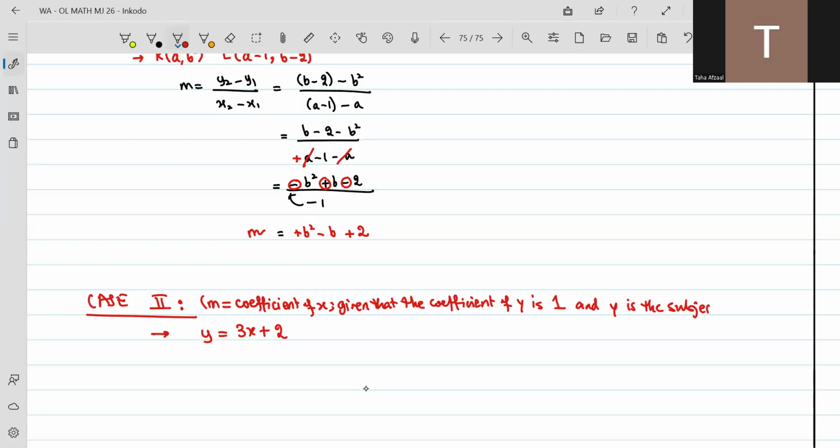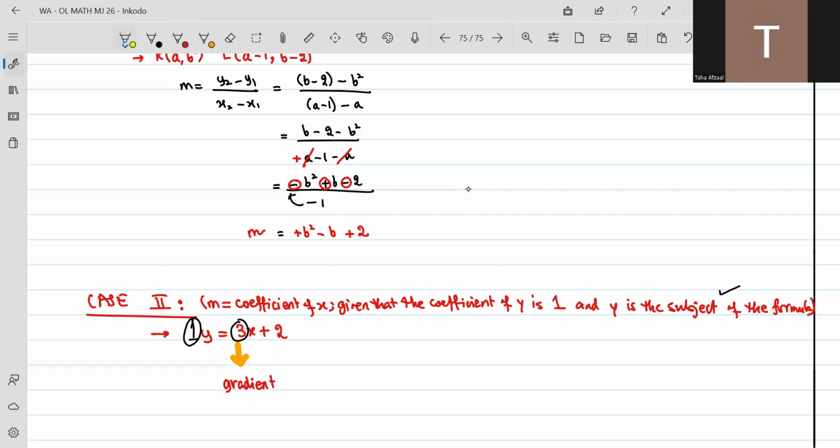I hope all of you are writing this down. This is very important stuff, sir. Now, what is the coefficient of y? The coefficient of y is 1. Satisfies our condition. What is the coefficient of x then? 3. Then this 3 is going to be my gradient.